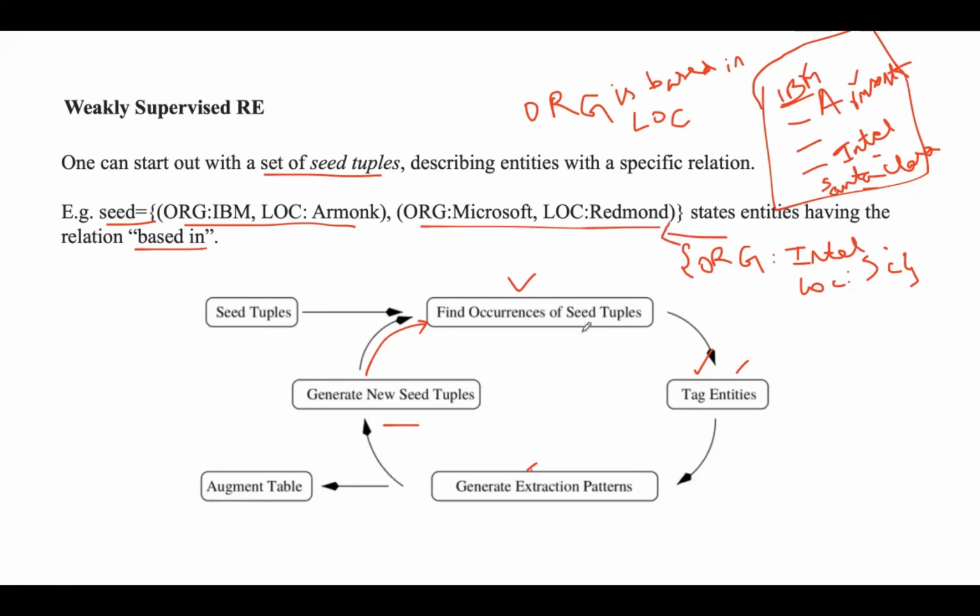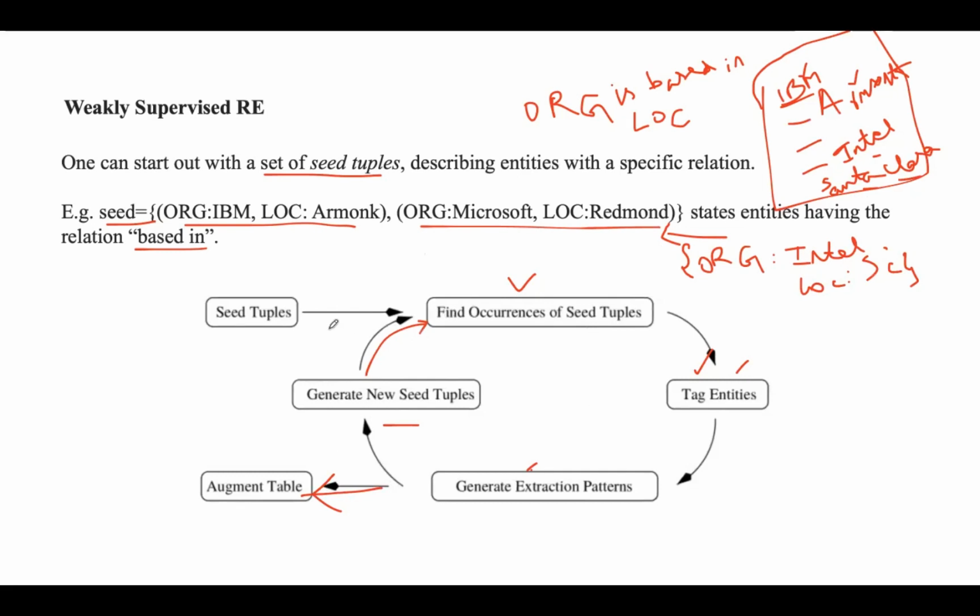So you need to repeat this process until you reach the end of this text. Or else, say you already reached the end of the sentence and the end of the text and there are no more entities in the text. Then you can stop the process and generate an augmentation table where we represent all these seed tuples which we generated in the process. So this is the procedure for weakly supervised relation extraction.